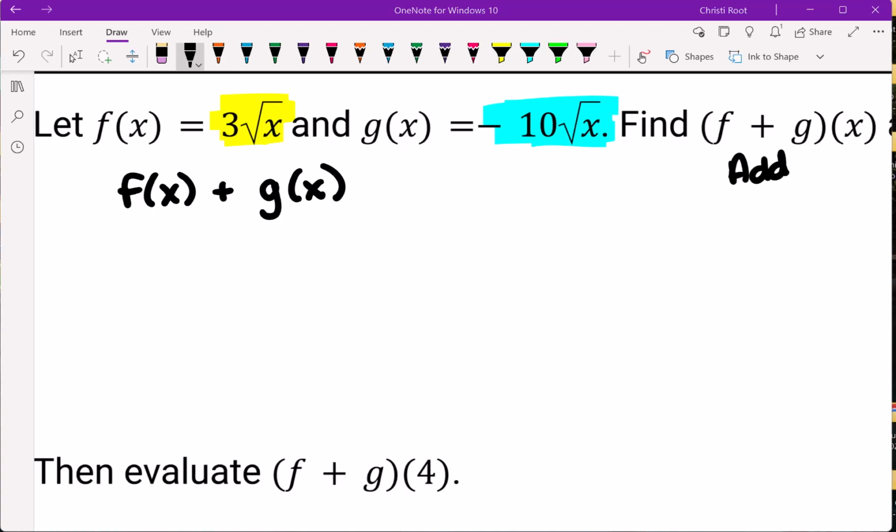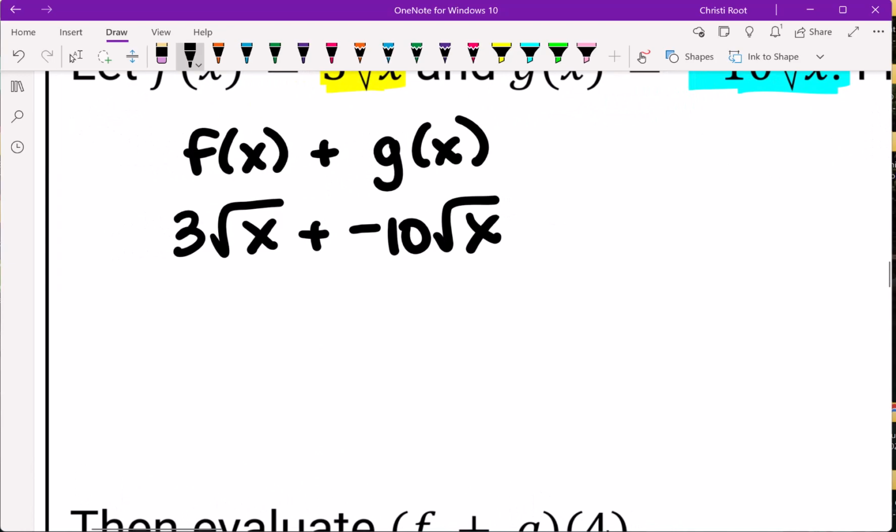Then what we're going to do is substitute. So f of x is going to now be 3 square root of x. So I'm substituting the notation f of x with the actual function. And then g of x is negative 10 square root of x.